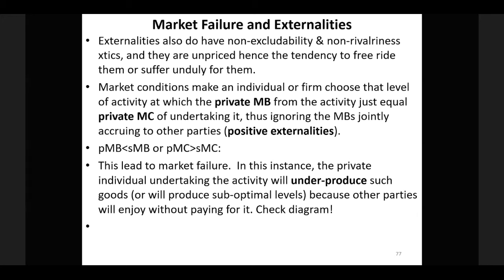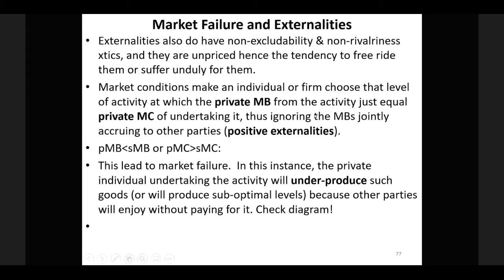Market conditions also can make it that an individual or a firm may choose some level of activity that equates just his private marginal benefit to private marginal cost, ignoring all the other marginal benefits that may accrue to other parties. In this case, we say we have positive externalities. The individual or firm is concerned about private marginal benefit and private marginal cost. So the individual or firm ignores the joint benefit to other parties or other consumers or bystanders. We call these positive externalities.